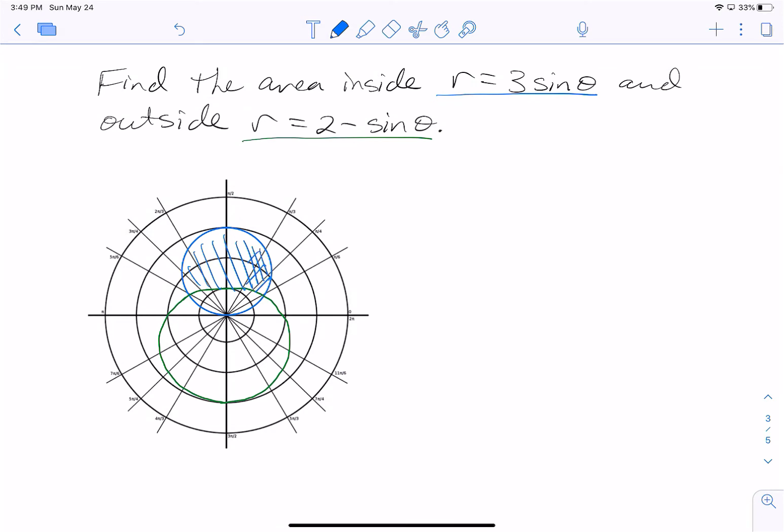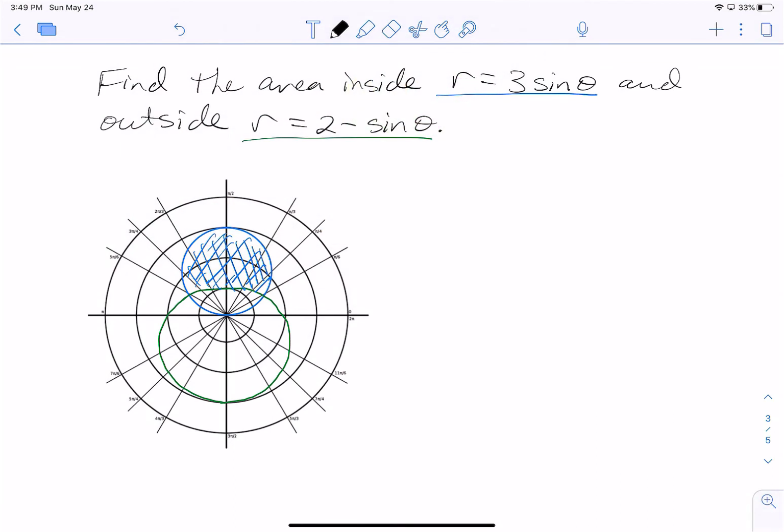So we're looking at the upper part of the circle, but we're going to have to cut out the portion that's inside the limaçon. We need our limits of integration. Our limits of integration are going to be in terms of theta, and they're going to come from the points of intersection between these two curves. Now it looks like the curves intersect on the lines theta equals pi over 6 and theta equals 5 pi over 6, but we don't know how accurately I've drawn this.